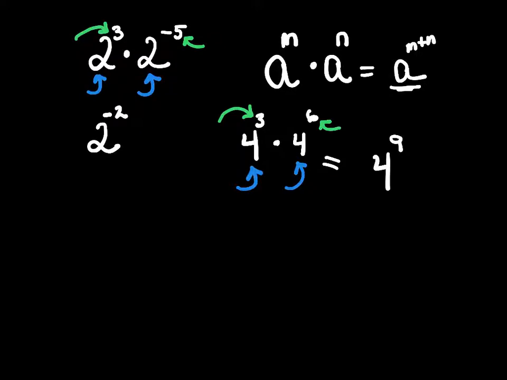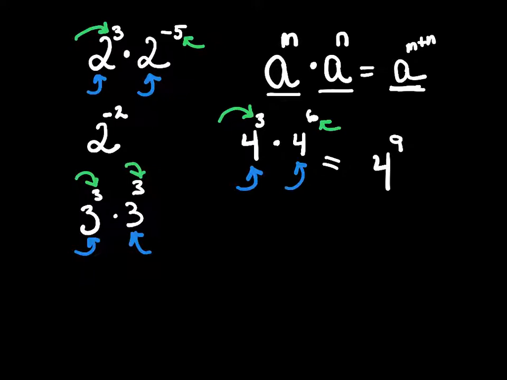Let's just do one more example. Let's do 3 to the 3rd times 3 to the 3rd. Note that my bases are identical. I have two 3s. They are being multiplied by each other, and then I have my two exponents up here. So again, we have a to the m times a to the n equals a to the m plus n. Our a is 3, and our m plus n is 3 plus 3. That is 3 to the 6th. Okay, all right. Let's keep going.